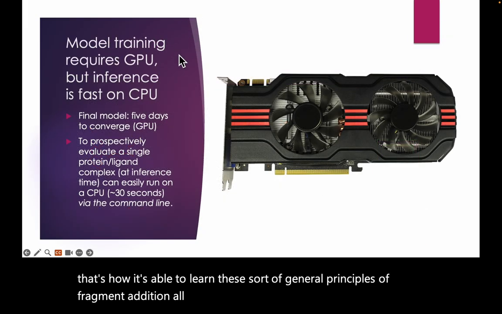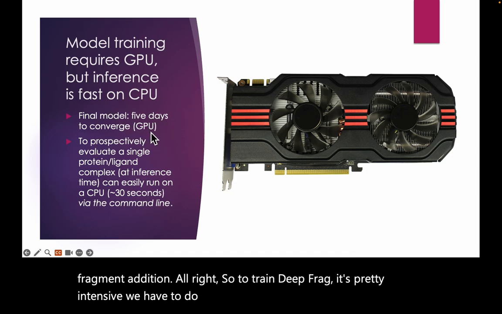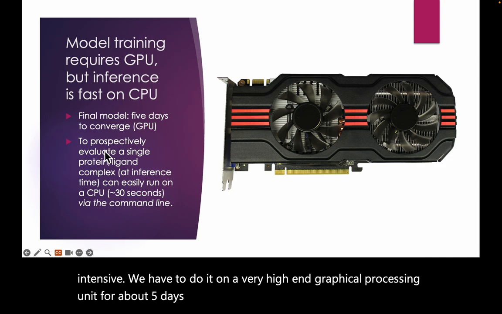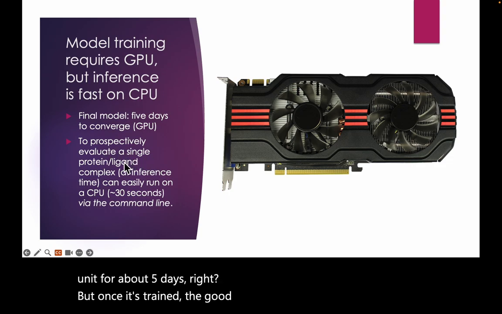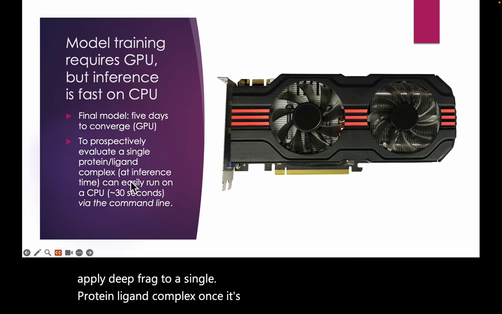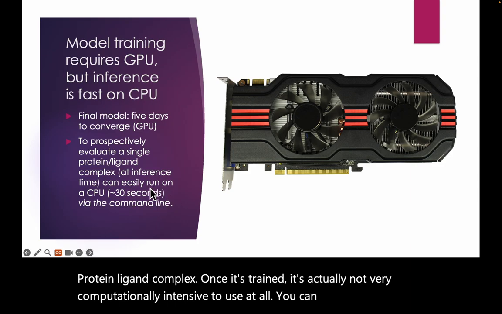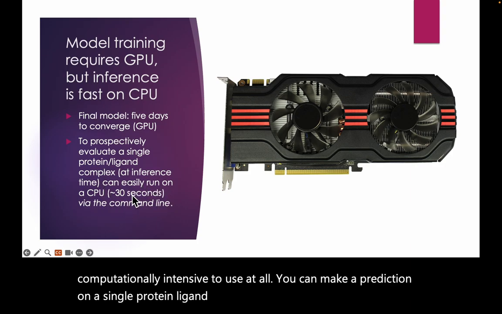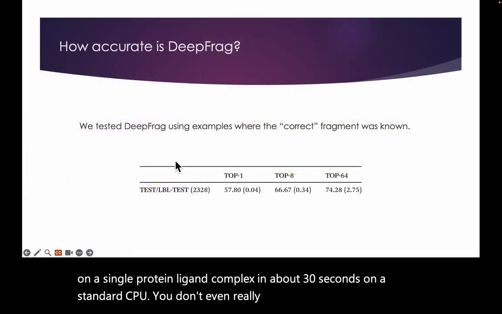All right, so to train DeepFrag, it's pretty intensive. We have to do it on a very high-end graphical processing unit for about 5 days, right? But once it's trained, the good news is, say you just want to apply DeepFrag to a single protein ligand complex, it's actually not very computationally intensive to use at all. You can make a prediction on a single protein ligand complex in about 30 seconds on a standard CPU. You don't even really need a GPU, right?